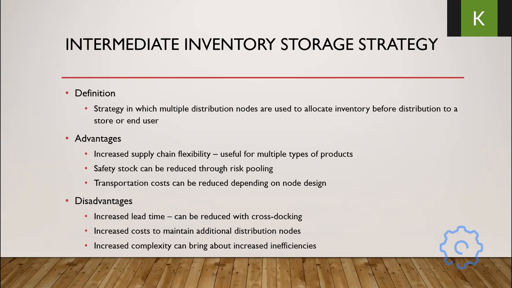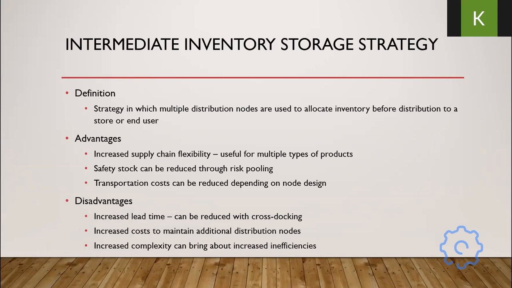The first disadvantage is increased lead time. You have increased lead time because every time the products go through a warehouse or distribution center, you have to take the time to move the product within that location. Now, there is something called cross-docking, in which a truck shows up and products are put onto another truck to move products without holding inventory at a node. Walmart is very good at cross-docking. Once again, I will cover this in more detail in the class as we move forward. But just realize that cross-docking can be used, not always, but sometimes, to decrease lead time in an intermediate inventory storage strategy. Now, the main disadvantage that we also have is increased cost to maintain additional distribution nodes.